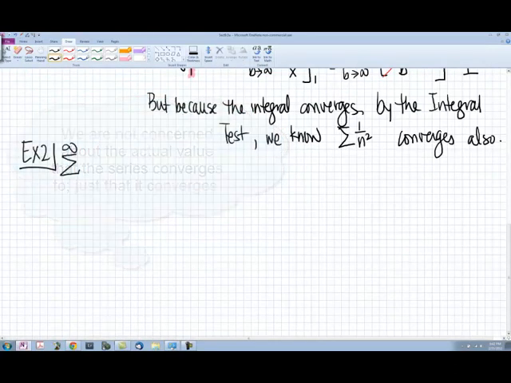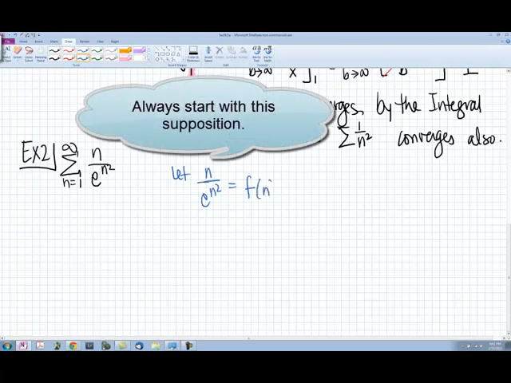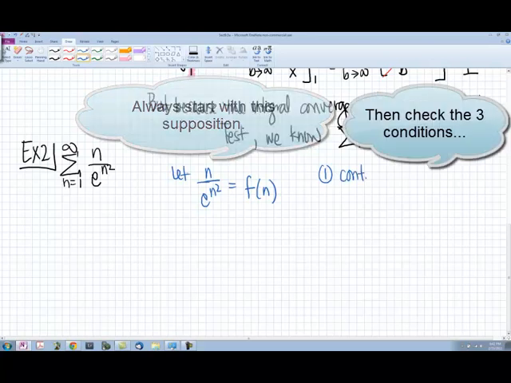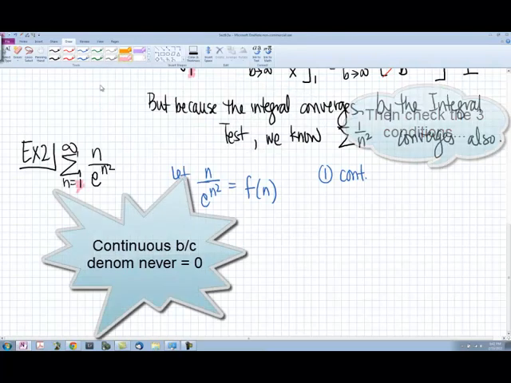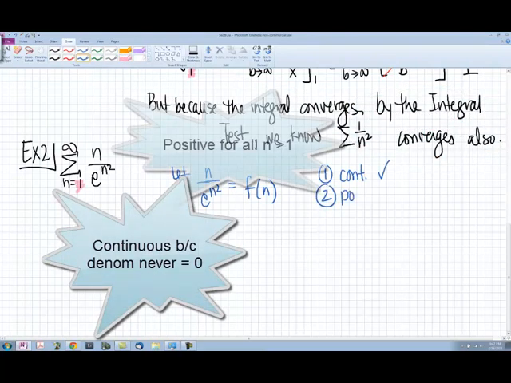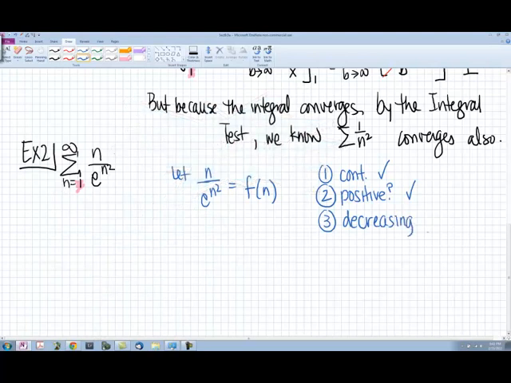Let's take a look at another series, from n equals 1 to infinity of n over e to the n squared. Let our n over e to the n squared be our f of n. I want to check to see that it is continuous. So does this value exist everywhere from 1 to infinity? Yes. Are all the terms positive? And that's a yes. Now the next thing, are all the terms decreasing?